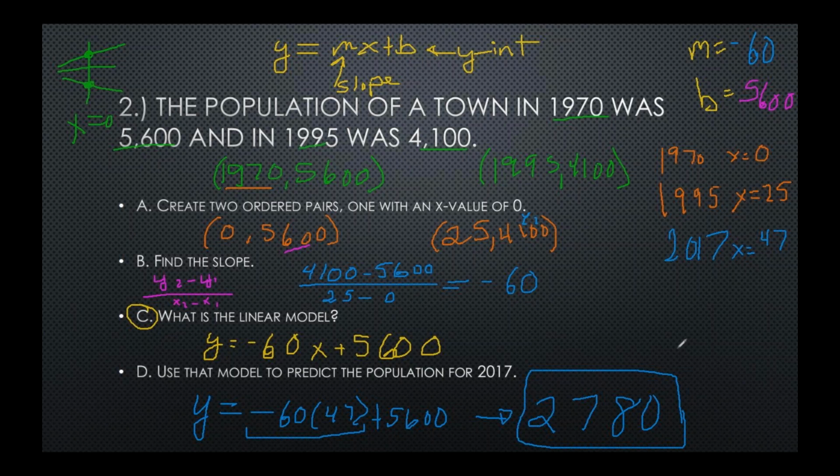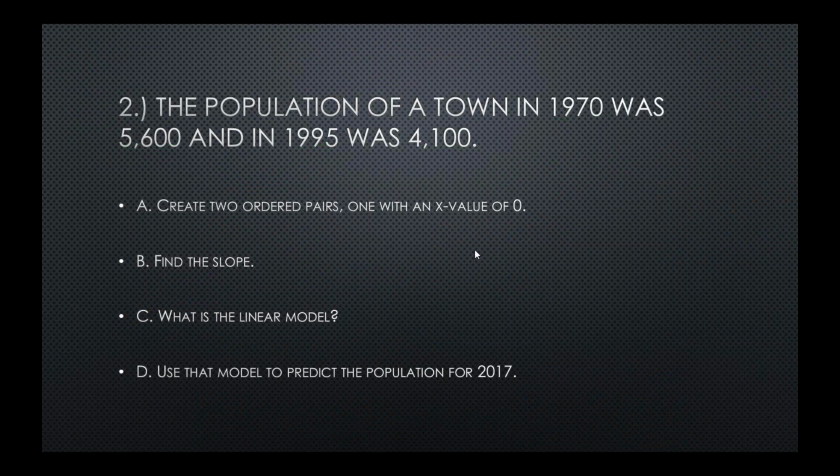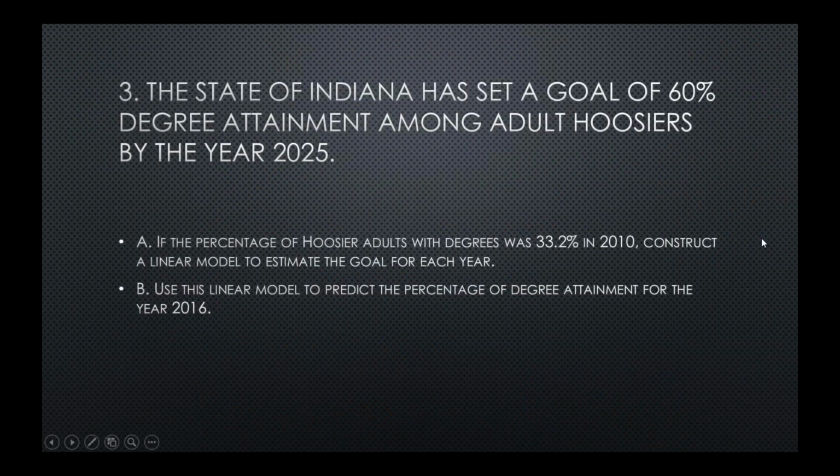Oh, okay. I want to do one more from this section. There we go. And I would like you guys to try this one. It's basically the same thing. So the state of Indiana has set a goal of 60% degree attainment among adult Hoosiers by the year 2025. So here's the year, here's the data. And then you get the other piece from part A. If the percentage of Hoosier adults with degrees was 33% in 2010, construct a linear model.